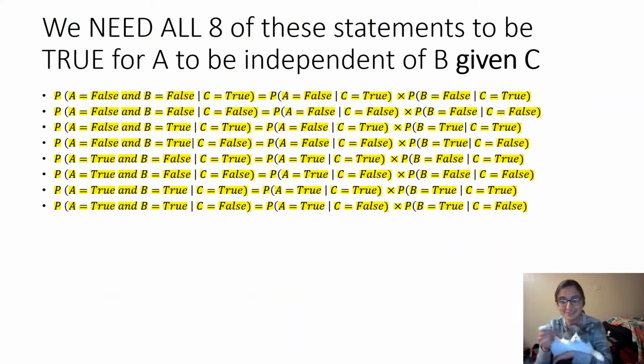Thus, we really need to test that all 8 of these statements are true. So conditioning on C being true or false, we need to test 8 statements. That's why I was saying that sometimes if we're doing these Bayes rules, it may even be better that you find at some point one of these is not true, and then you can just say A is not independent of B given C, which is the same thing as B is not independent of A given C. So if even one of these 8 fails, then you can say that A is not independent of B given C.